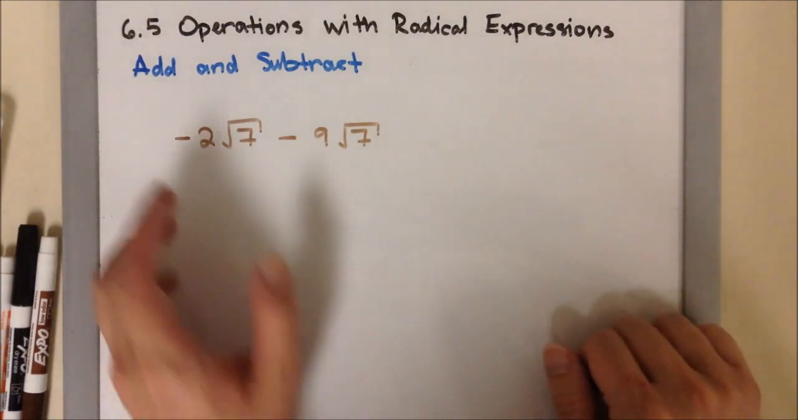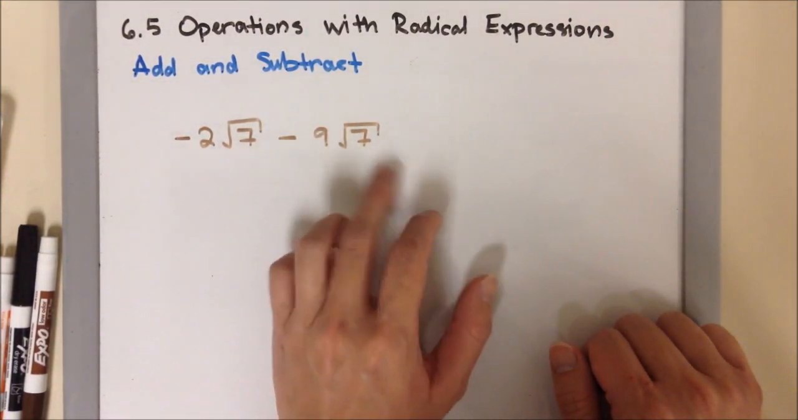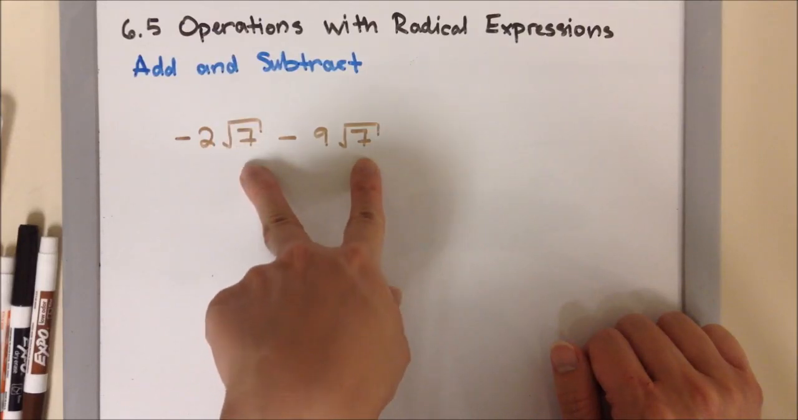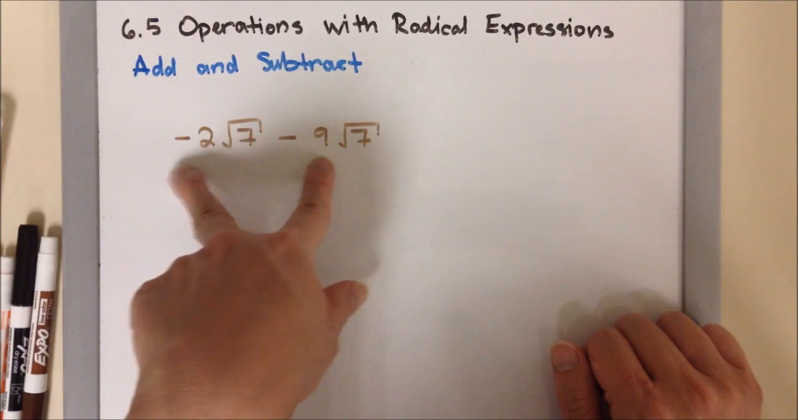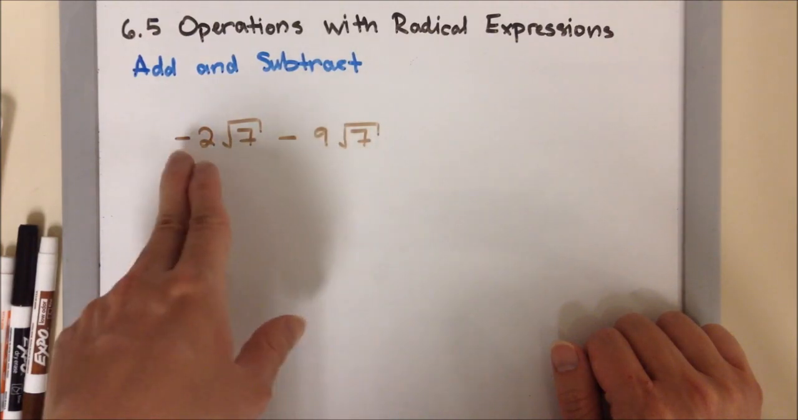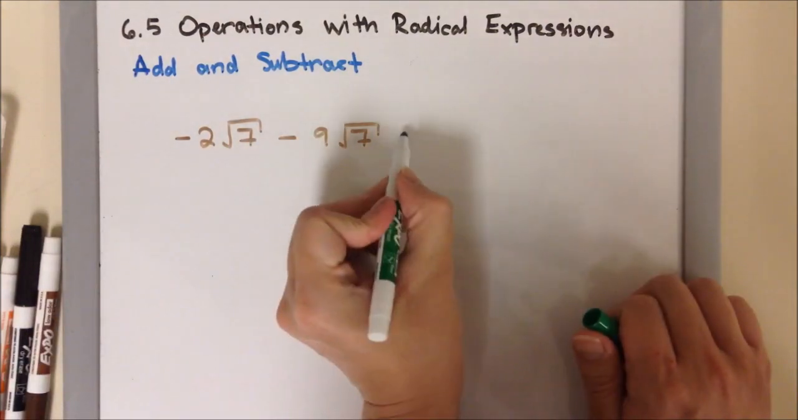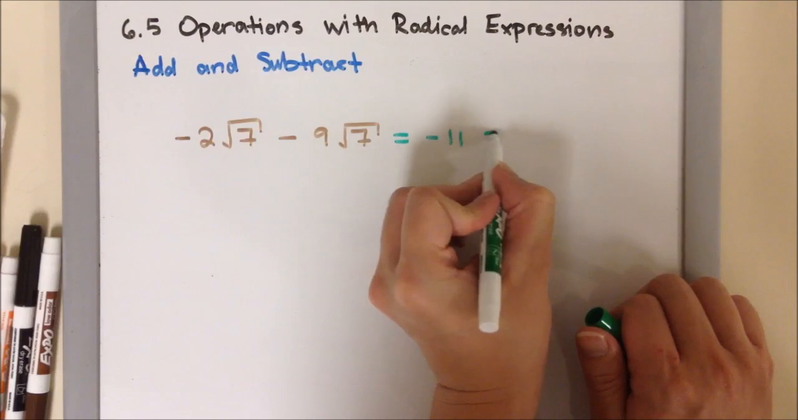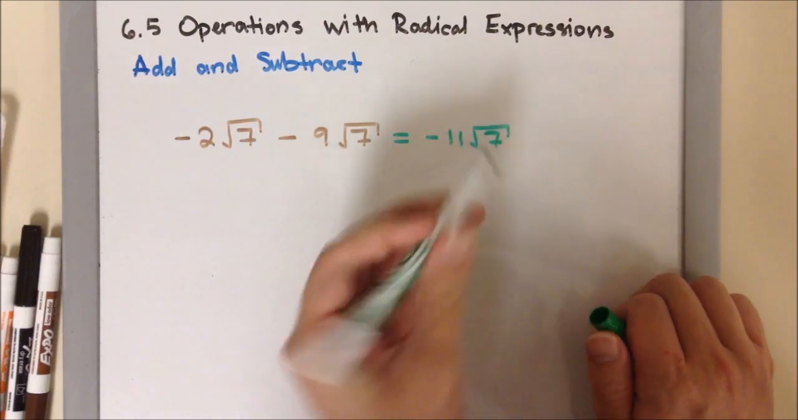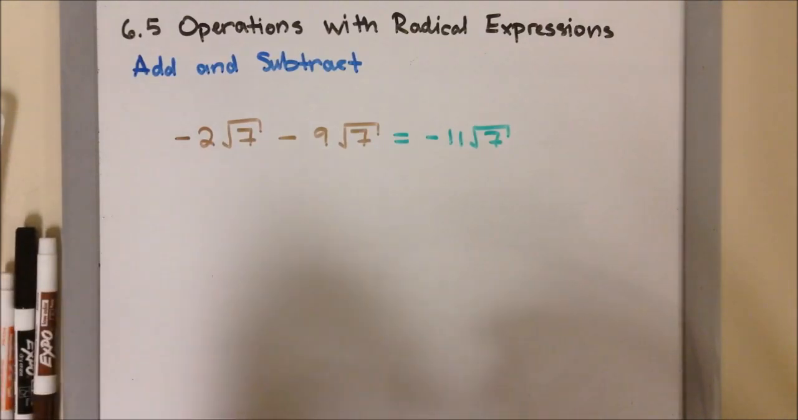In this next example, I have negative 2 square root of 7 minus 9 square root of 7. I can combine these two because they both have the same radical. So I'm just going to combine the coefficients or the base numbers that are outside the radical. Negative 2 minus 9, that's going to be negative 11, and then I've got to keep my square root of 7. And that is my final answer.